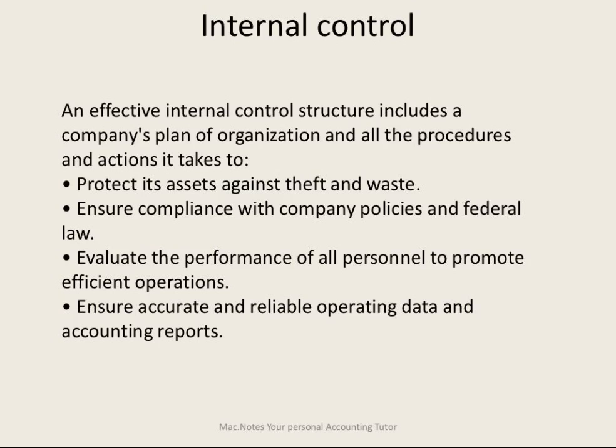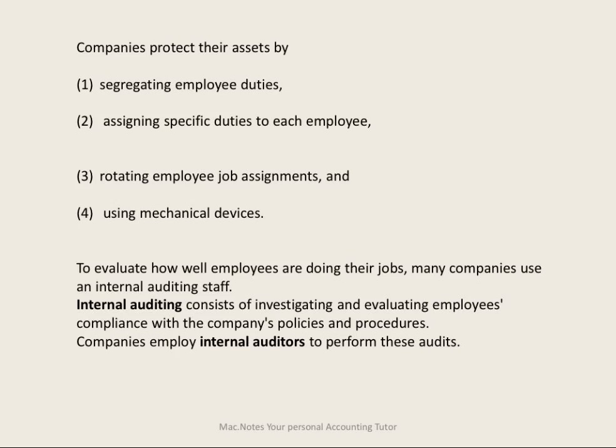Now, an effective internal control system is one designed to protect assets against theft, to ensure accurate and reliable data for our accounting records. Now, companies protect their assets by doing a number of things. First of all, segregate employees' duties. That is, don't let the person who handles cash also handle the recording of the cash receipt in the books. Assign specific duties to each employee. Rotate employees so that one employee is not doing the same job all the time. And by rotating them, then the other person comes in, they can see if something's been going on. And the use of mechanical devices.